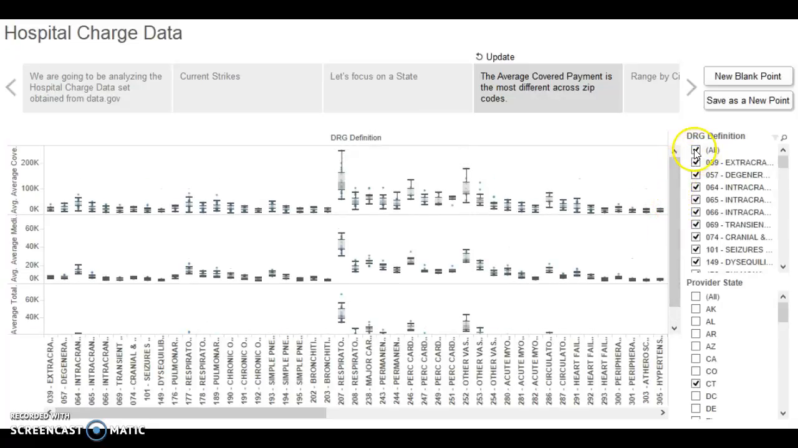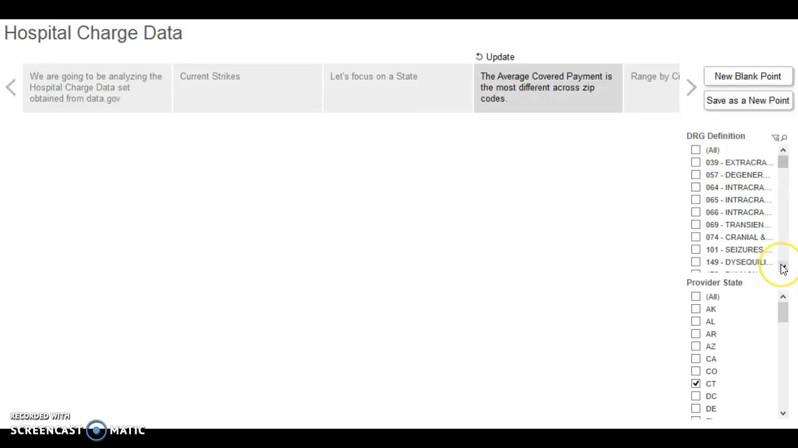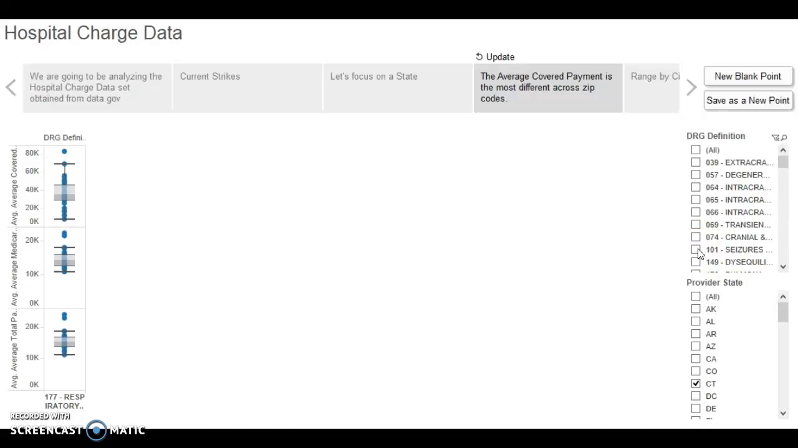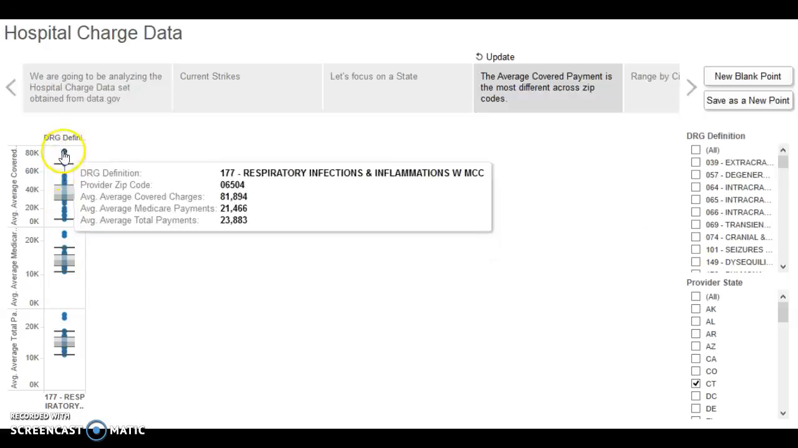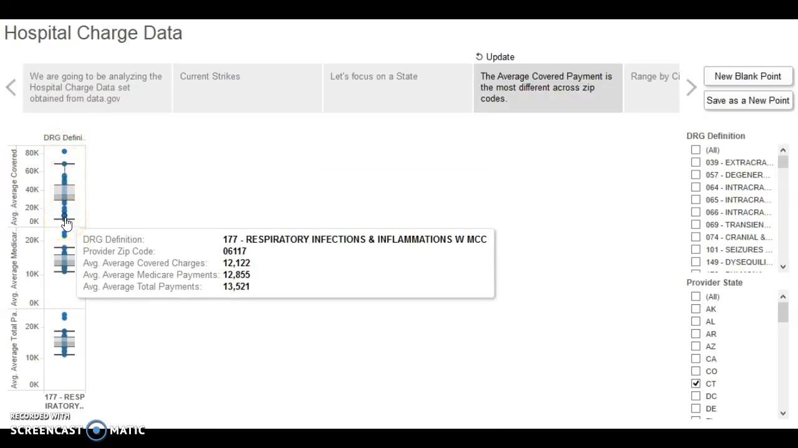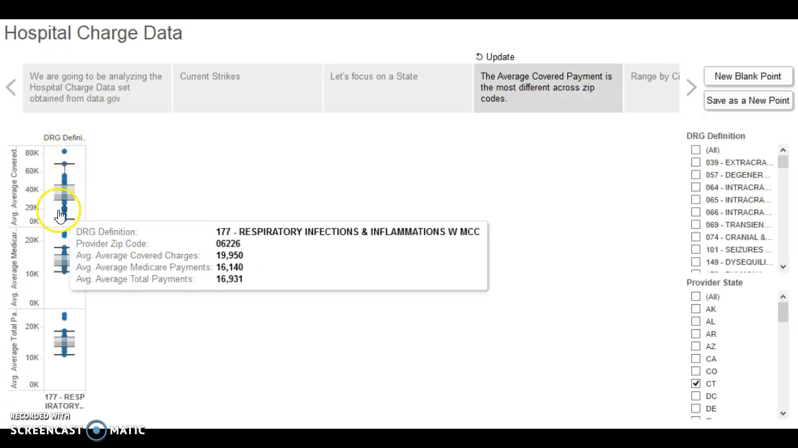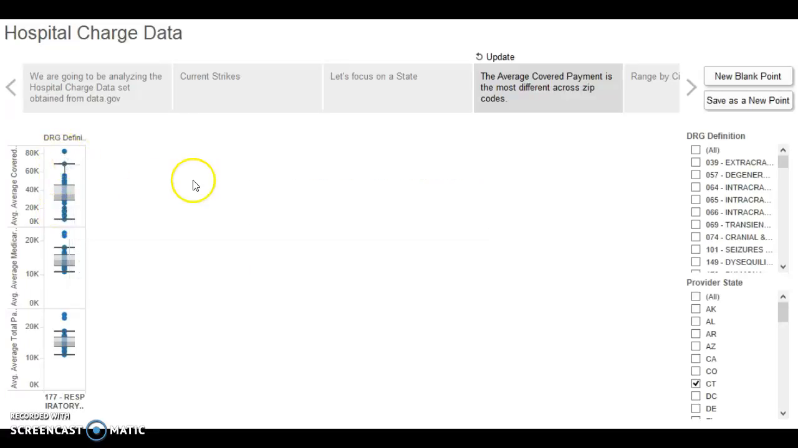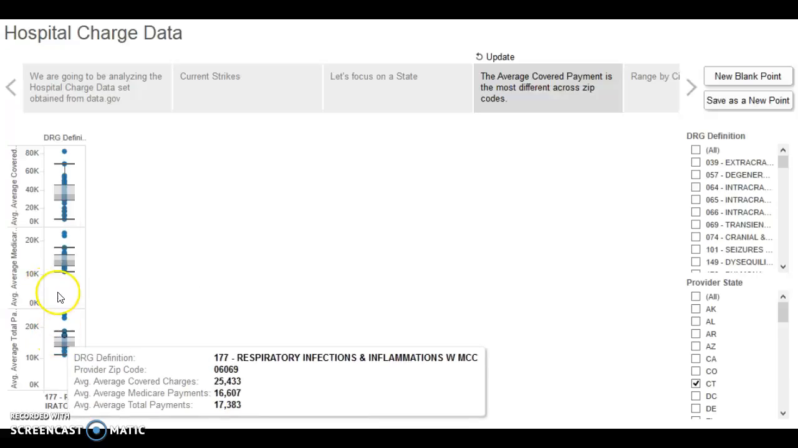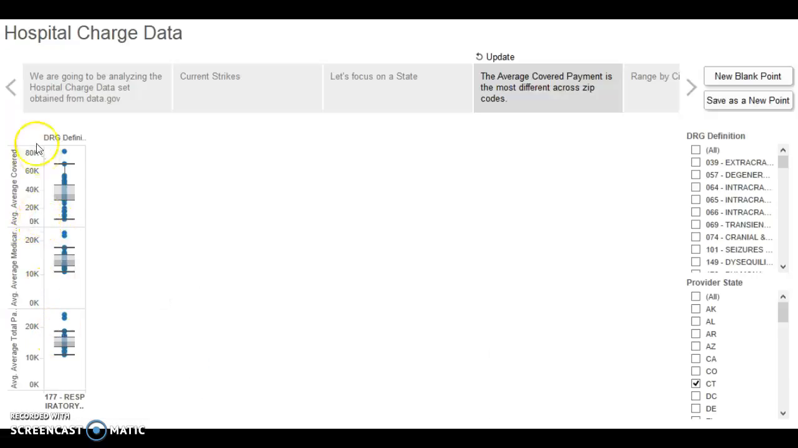And I want to focus on just one of the top ones. So let's look at the respiratory that Connecticut had. And looking here, this is a big range for just Connecticut. So if you go to one hospital in Connecticut, this is zip code 06117 compared to zip code 06504. That's a big gap in the charge for the respiratory procedure. And again, we go from 0K to 80K and then 0K to 20K.